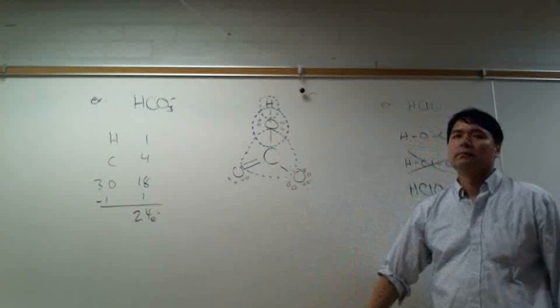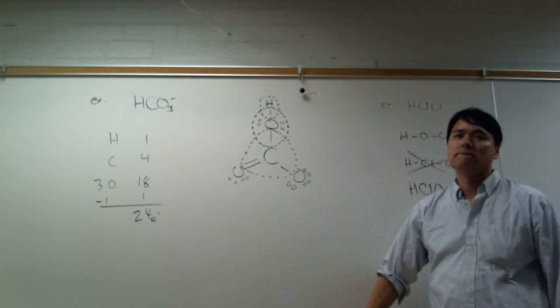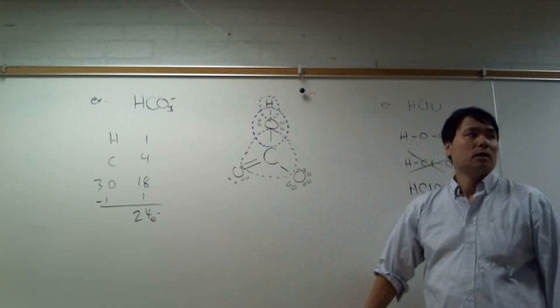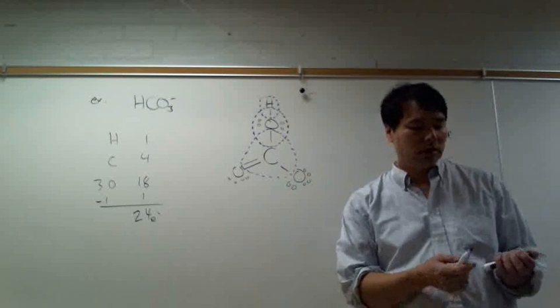What are the exceptions to those? I know some elements that are okay with having 6, some elements that don't want an octet. All right, I'll talk about the exception now.